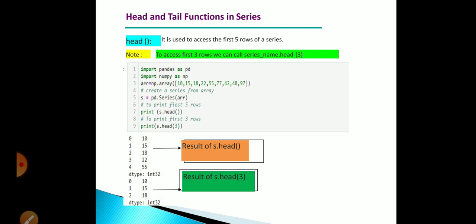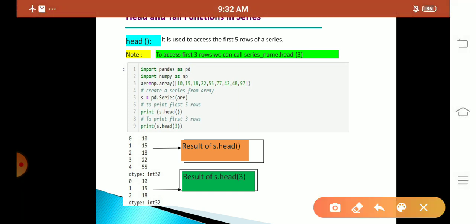Under the bracket we will write 3. If you want to access 2 values, in place of 3 you will write what? 2. If you want to get 6 values, in place of 3 you will write what? 6. If you don't write anything and put only the brackets, then by default it will return 5 values.